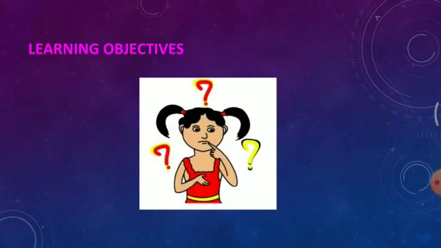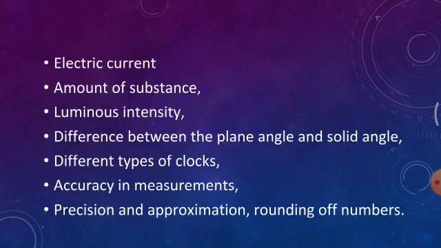So in this lesson, what we are going to learn, let us see. We are going to discuss electric current, amount of substance, light intensity, difference between the plane angle and solid angle, different types of clocks, accuracy in measurements, precision and approximation, and rounding of numbers.